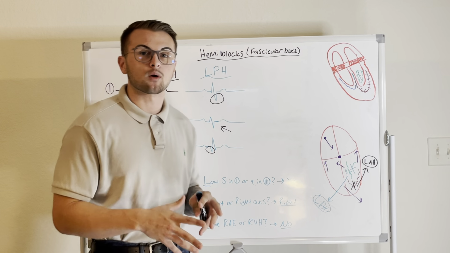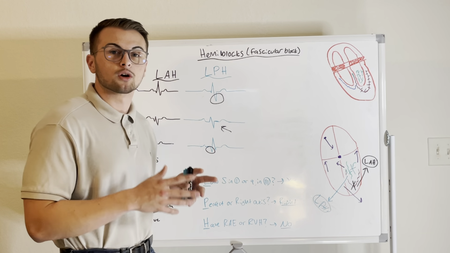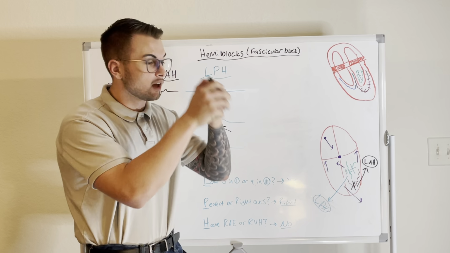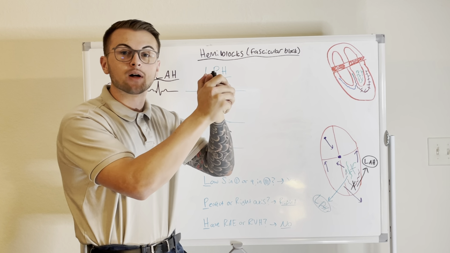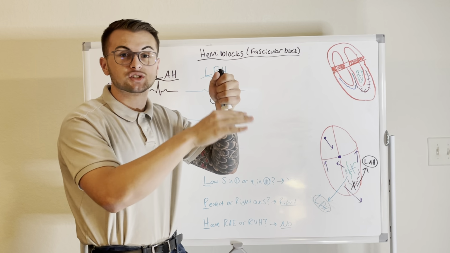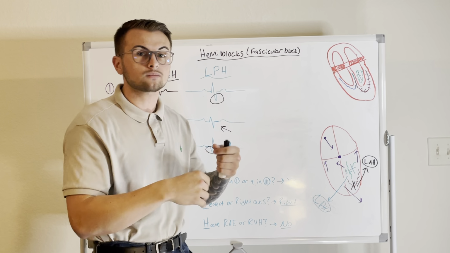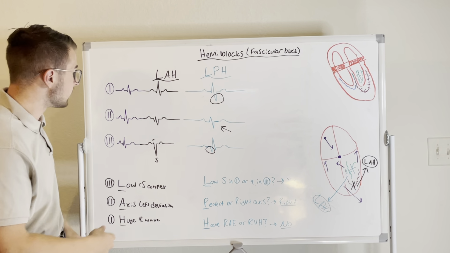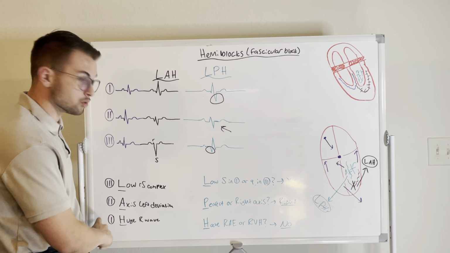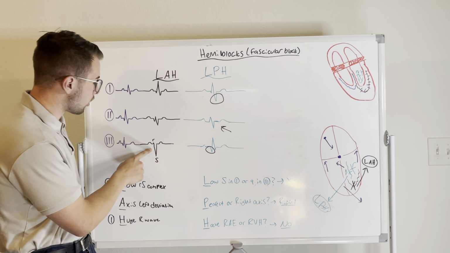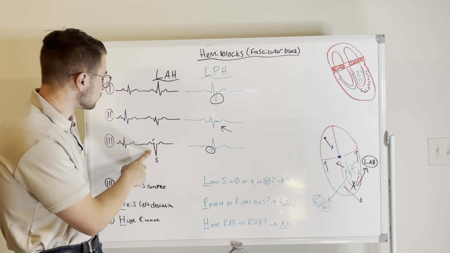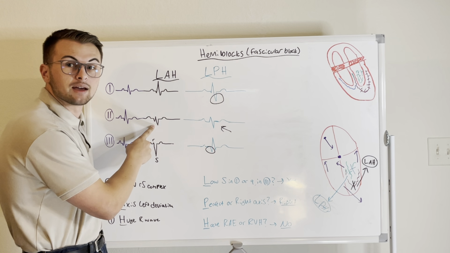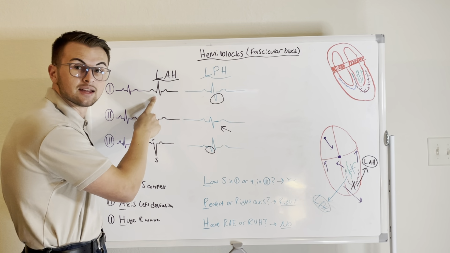So if we take a step back, what have we learned here today? Hemiblocks are blocks of half of the left bundle branch. So meaning that the fascicle is blocked, not the actual bundle branch itself. So a hemiblock is the block of a fascicle that innervates the left ventricle. So we know if the left anterior fascicle is blocked, then we know that we will likely see a left anterior hemiblock in 3, 2, 1. This means that we will have a low RS wave in lead 3. We will see an axis deviation to the left, which we can confirm by looking at lead 2. And we will see a huge R wave in lead 1.